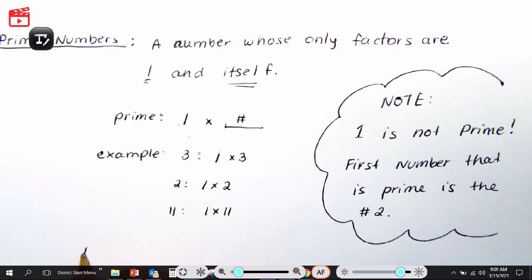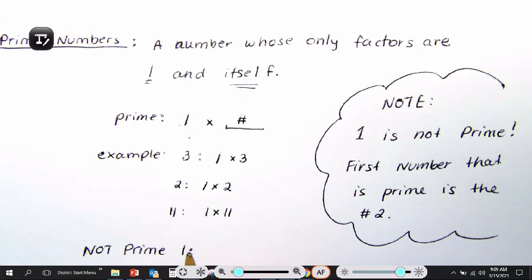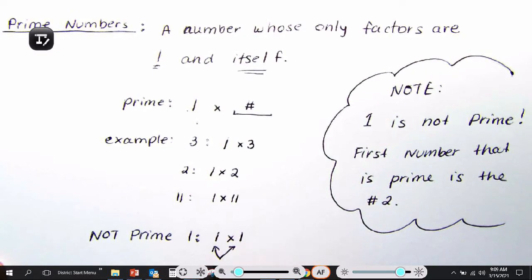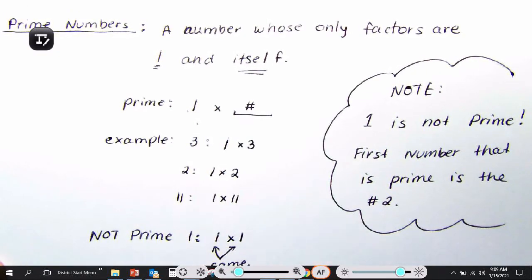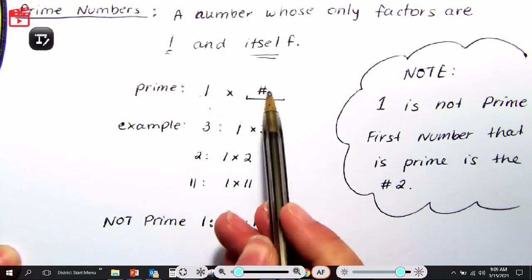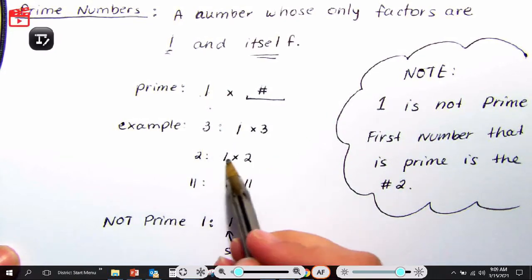If we do 1, so I'm going to write not prime. The factors of 1 is 1 times 1. These are not different. These are the same. And because these are the same number, it's not 1 and a different number, therefore it's not prime. So 1 is not considered prime. So the smallest number that is prime is 2.